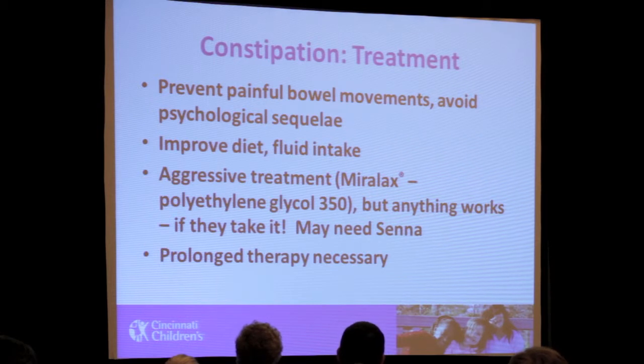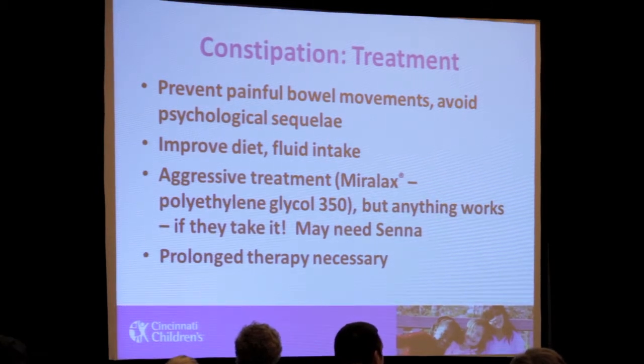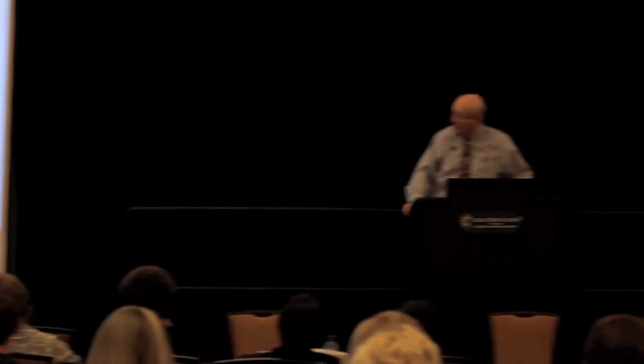Now, Miralax was the first one out, and we use Miralax like you say Xerox or Kleenex. It's polyethylene glycol 350 is the chemical name. But anything works if the patient will take it. Miralax isn't any better than milk of magnesia or mineral oil or any of the other old compounds, it's just that the kids will usually take the Miralax. And they may need a stimulant such as Senna.